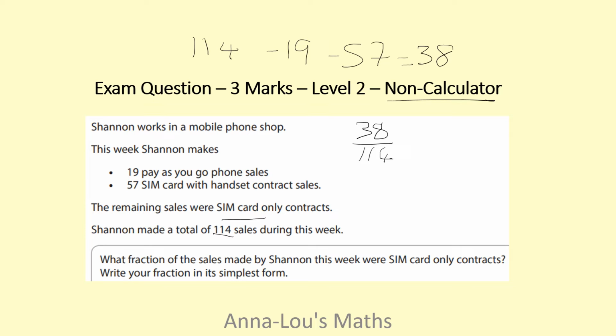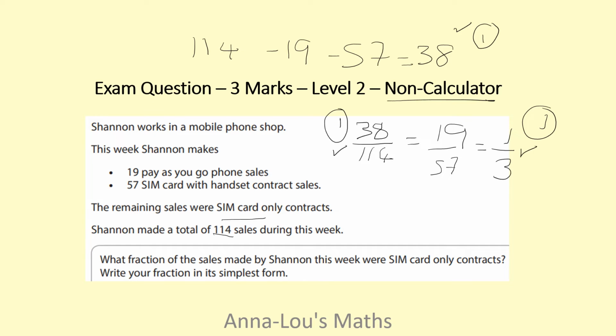So simplifying, I could divide by 2, and if I divide by 2, I would end up with 19 over 57. 19 and 57 also both divide by 19, so my final answer would have been a third. So with this particular question, I was getting 1 mark for my 38, so if you got 38, that was mark number 1. I was getting mark number 2 for my 38 over 114, so always write it out in the full form first. And mark number 3 then was for fully simplifying.